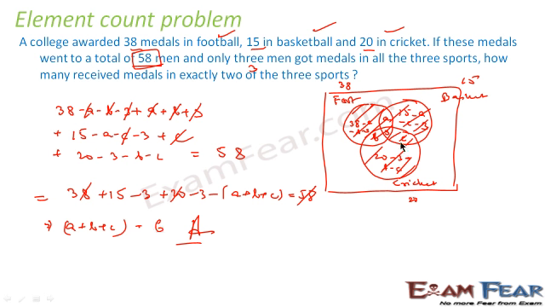Let me reiterate what I have done. I have drawn the Venn diagram, and then from the Venn diagram I took all the elements and I added. It becomes 58 because it says there are 58 men who got medals in all these things. And we got the answer.